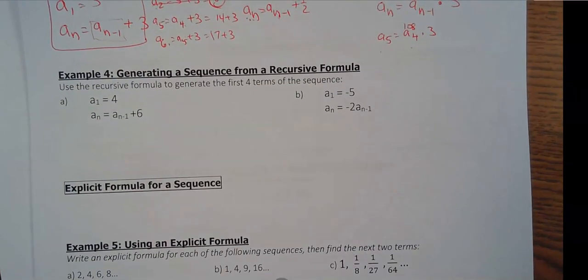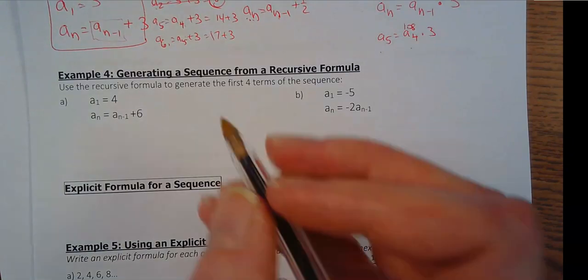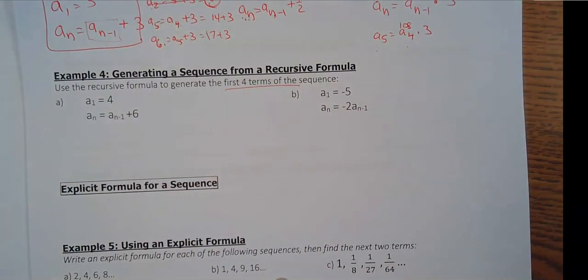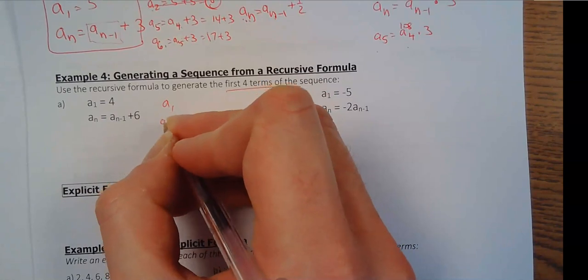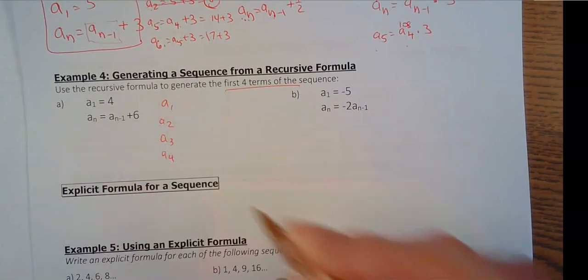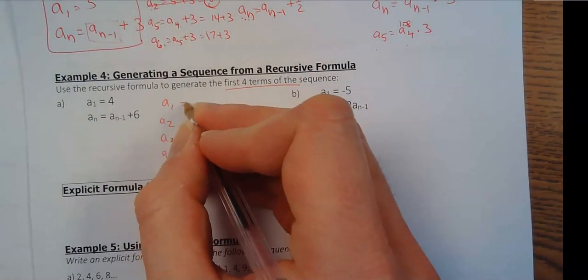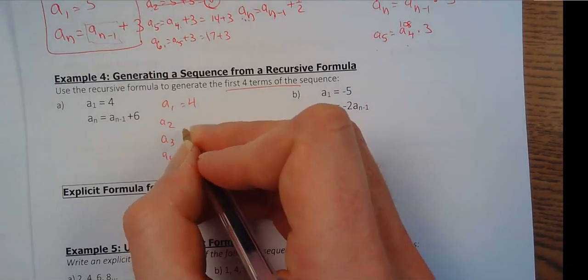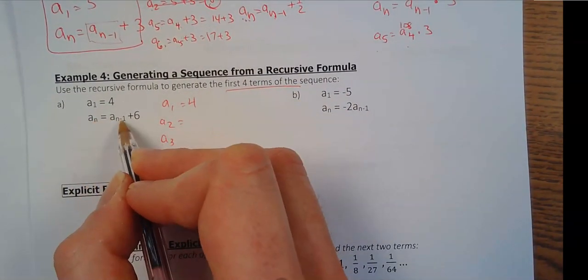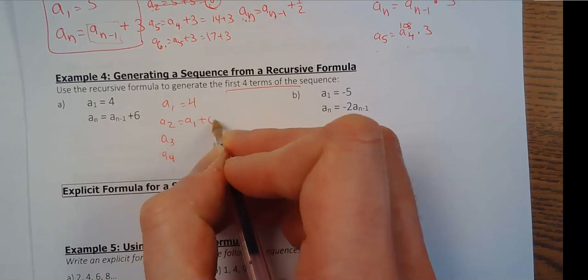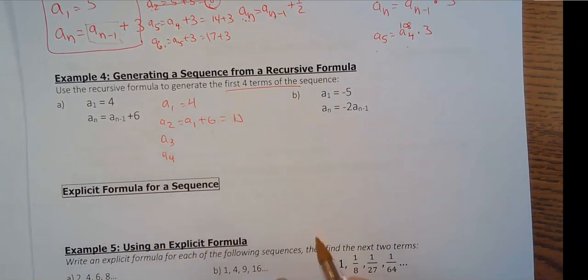So generate a sequence. What if I give you the formula and I want you to find the first 4 terms? So to find the first 4 terms, we're trying to find a sub 1, a sub 2, a sub 3, a sub 4. A sub 1 is given. A sub 2 is going to equal a sub 1 plus 6, which is 4 plus 6, which is 10.